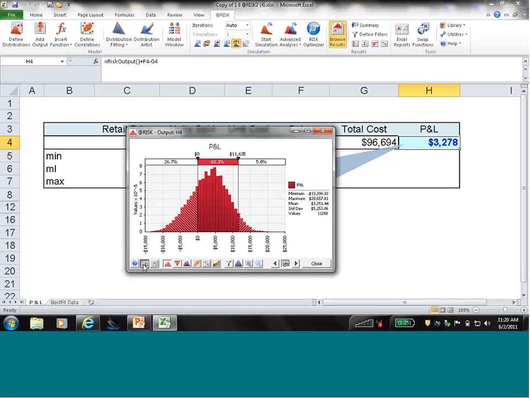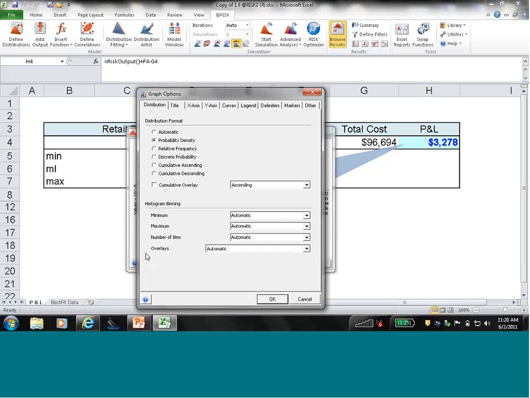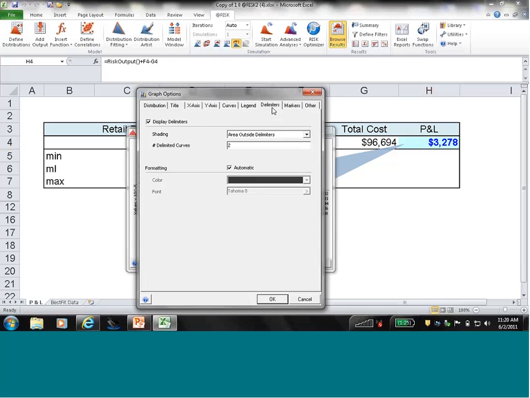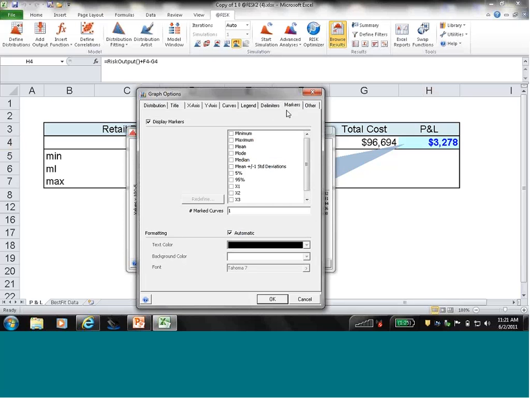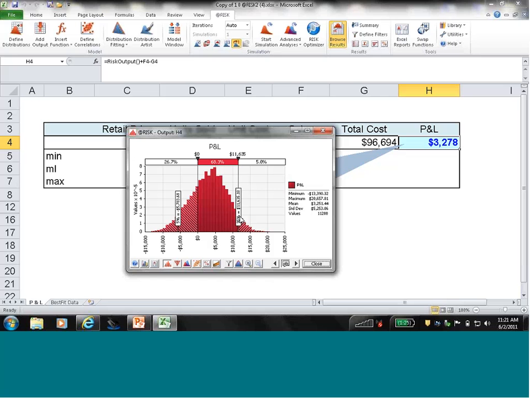We can do all sorts of stuff with this graph now that we've generated it. We can export it to Excel. It's a native Excel graph. You can fully modify it the same way you would with an Excel graph. We can change all sorts of things about our title, our X and Y axes, curves, legends, delimiters. You can add markers. Maybe you want to look at the 5th and 95th percentile. It'll add some markers for you. You can change any of this data that is added on the screen here. Just a whole lot of things that you can do to this graph now that you've generated it.